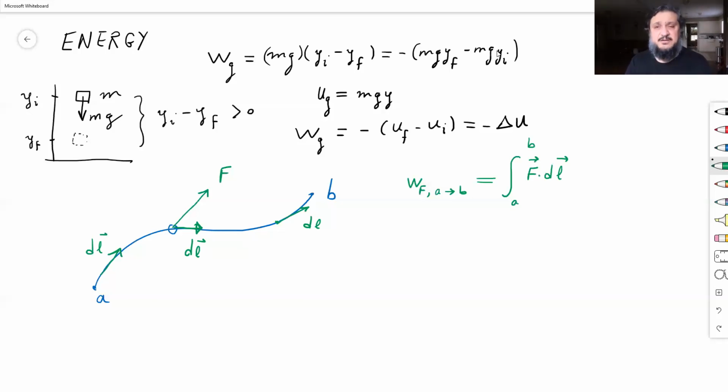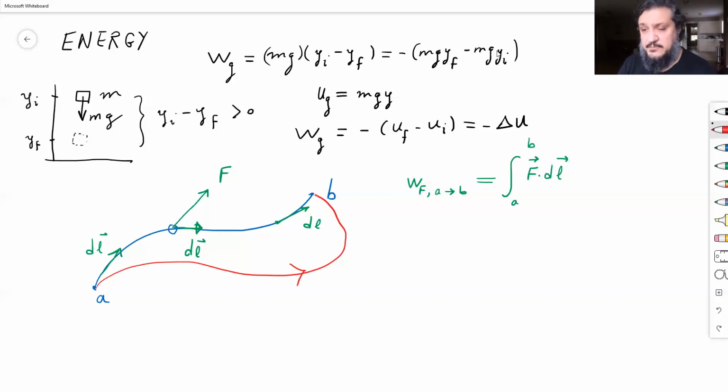Now I mentioned the conservative forces since I was doing gravity 5 minutes ago. Yes, gravity is a conservative force, and for conservative forces, this work done by F does not depend on the path chosen. Okay, so from A to B, you could pick a different path, such as this one, and that would have no effect on the work if F is conservative. Okay.